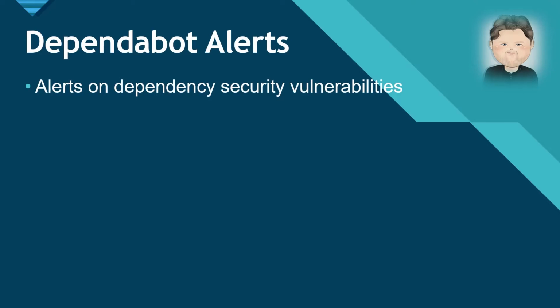Dependabot alerts will let you know when you are using a dependency that has a security vulnerability. The alerts give you a lot of information, including what the vulnerability is, how severe it is, and what version of the dependency to upgrade to resolve the vulnerability.